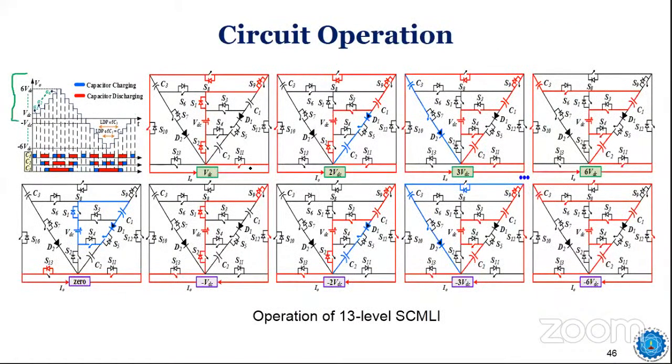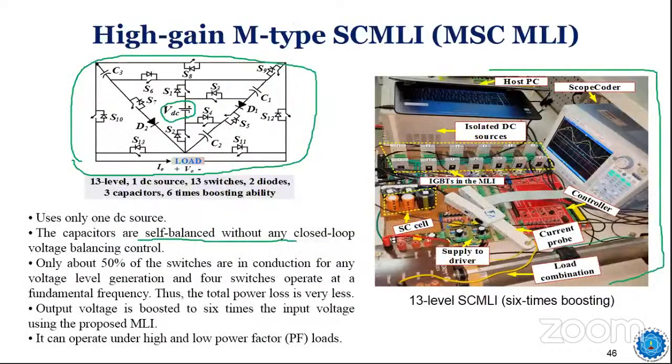I have shown you all the operation, and the blue color paths show the charging and discharging of the capacitors. I have connected 3 capacitors in this circuit: C1, C2, C3. C1 and C2 I am charging to the same voltage as the input, whereas C3 I am charging to 3 times the input voltage. So that is the reason I am trying to get the output of 6 VDC. If the input voltage is 10 volt, I will get 60 volt here.